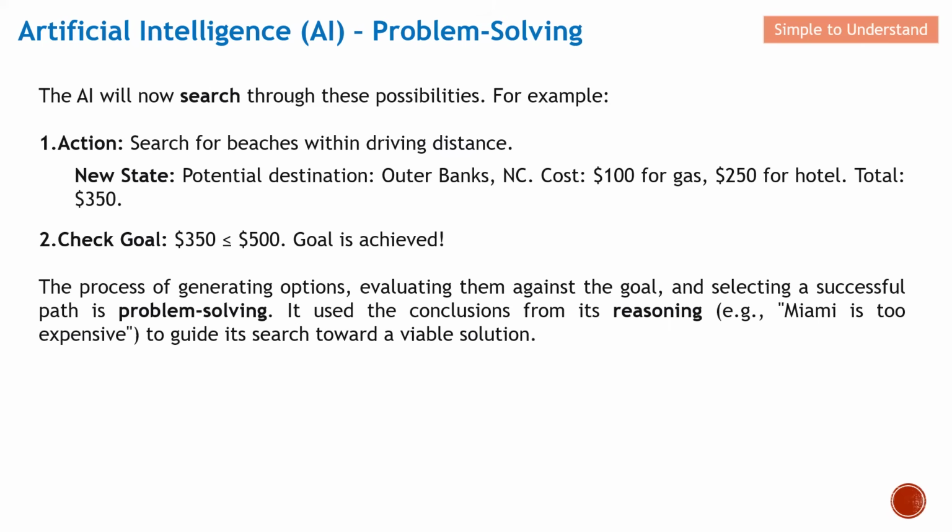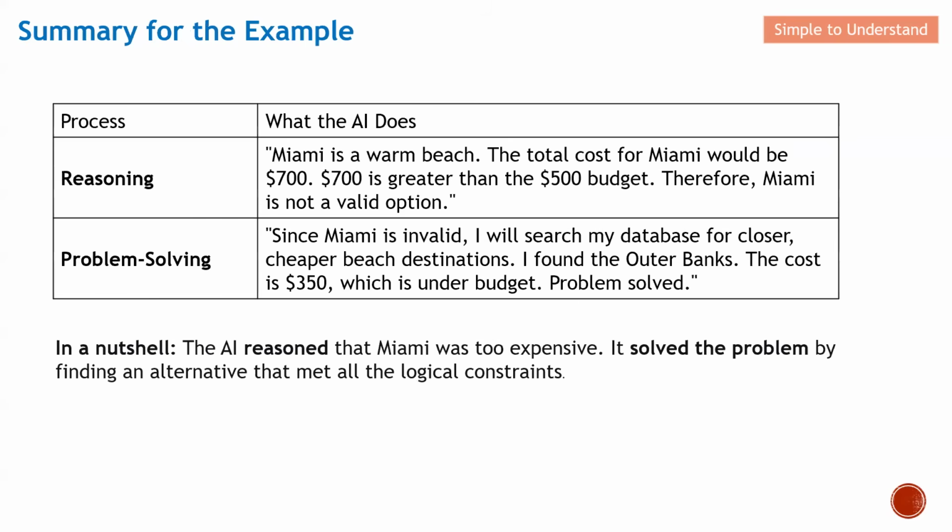Okay, reasoning actually gives you the possible solution. However, you may not have the desired solution. Problem solving will show all possible things, and then finally, it will search towards a viable solution. Okay, so basically, this is the key difference between reasoning and problem solving. Let me do a quick summary for this example, under the reasoning and also under the problem solving.